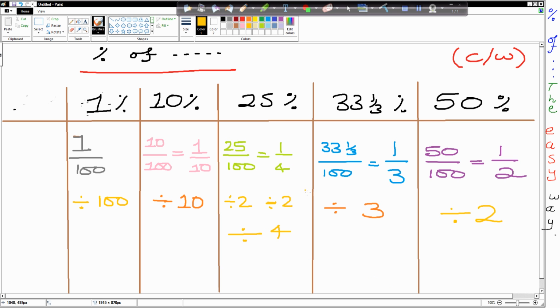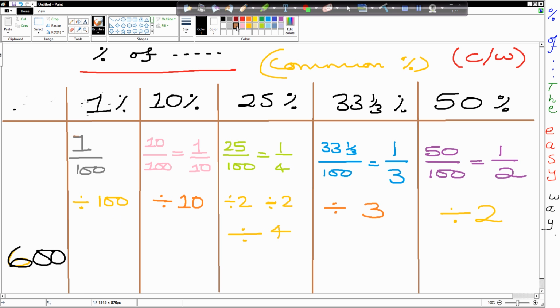So these here are called the common percentages that we need to work out. They're the more common ones. Now let's put some questions into practice here. Let's put a question number now. So we're going to work out 1% of 600.